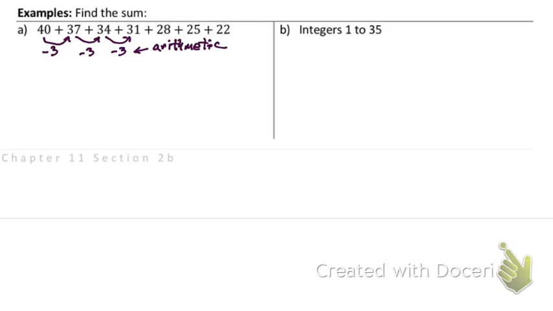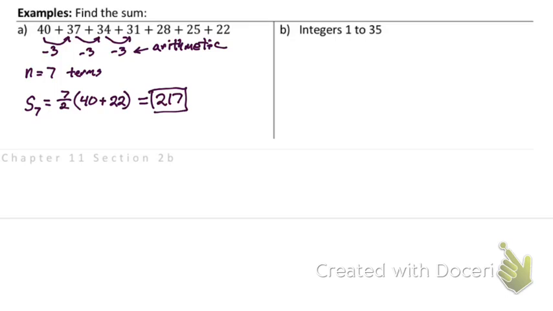Let's figure out how many terms we have. We have 1, 2, 3, 4, 5, 6, 7 terms. Instead of writing 7 terms, we're just going to set our n equal to 7. So that's our number of terms. Now we just need to plug it into our equation. S sub n is going to be s sub 7, saying that I'm doing the sum of 7 terms. It is going to equal those 7 terms divided by 2 times our very first term, which is 40, plus our very last term, which is 22. And that's going to come out to 217 if you do the math.